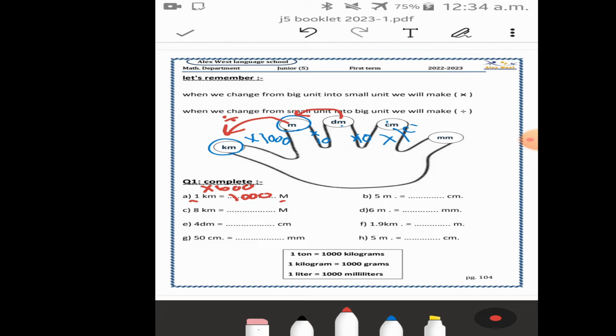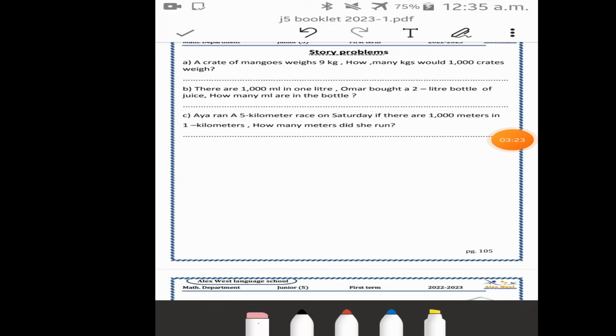So if I wanted to convert 50 centimeter to millimeter, from centimeter to millimeter, I have to multiply by 10. So 50 times 10, what do we have to do? We have to collect the number of zeros. I have here 1 zero, and here I have 1 zero. So we have here 2 zeros. And 5 times 1 equals 5, and so on.